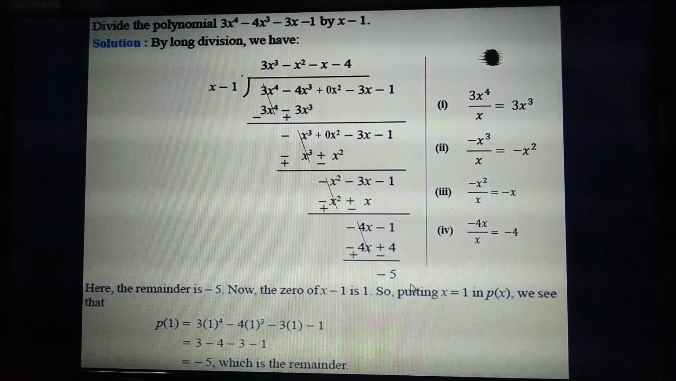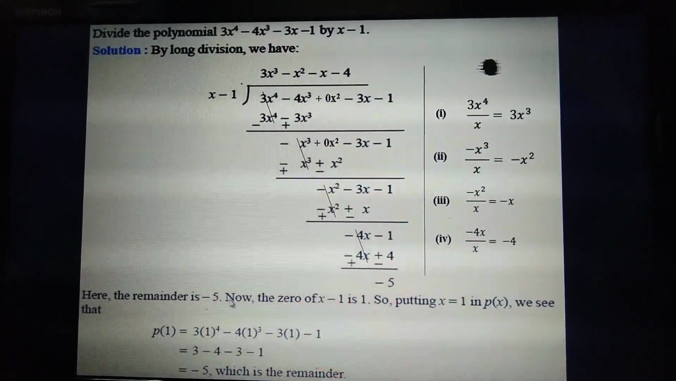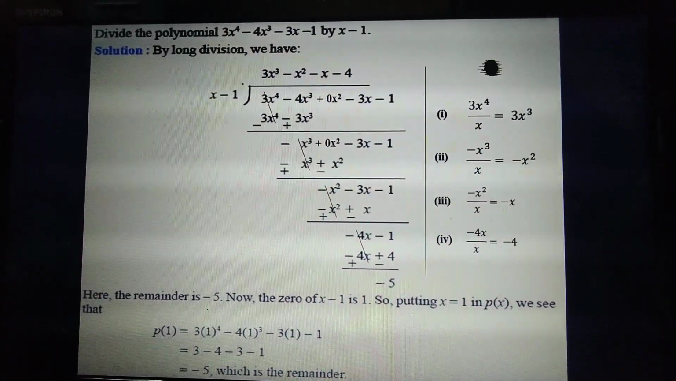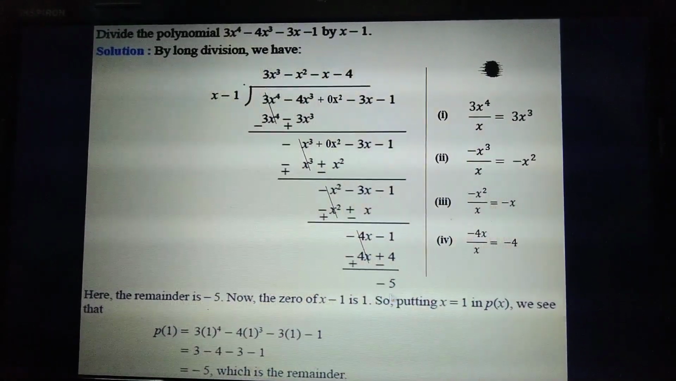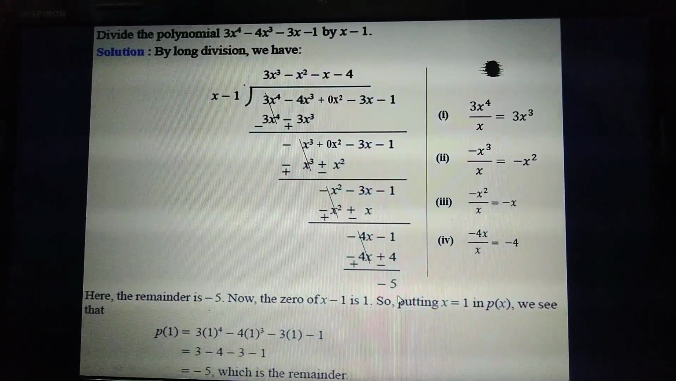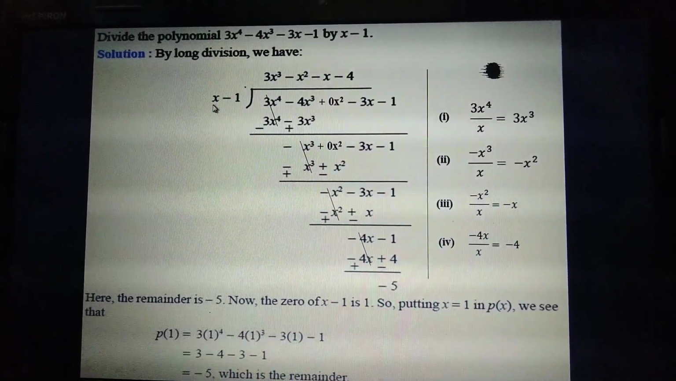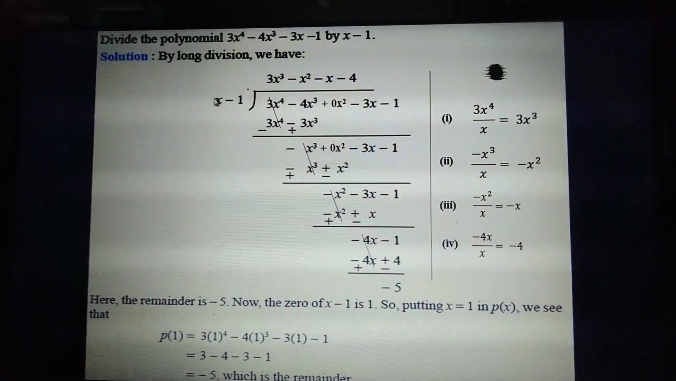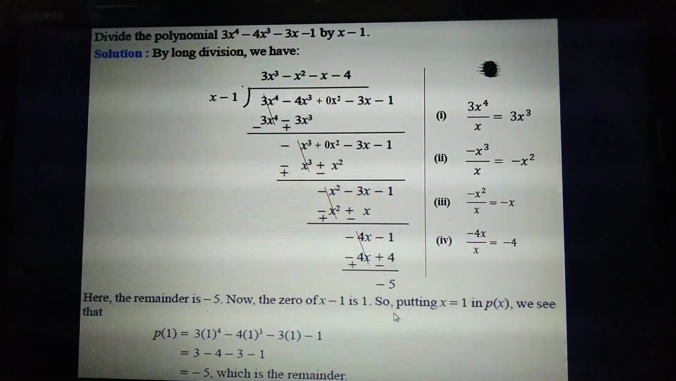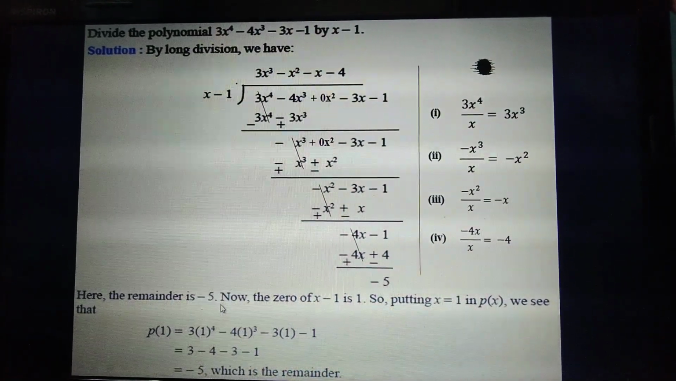So stop it here. Why here we have to stop? See, this is minus 5. Okay. See, this is x. What is the degree of minus 5? 0. What is the degree of x minus 1? 1. So 0 is less than 1. So we have to stop it here. Here the remainder is minus 5.